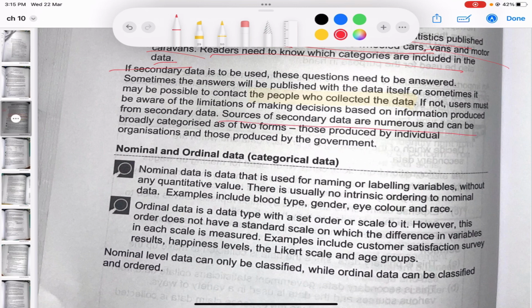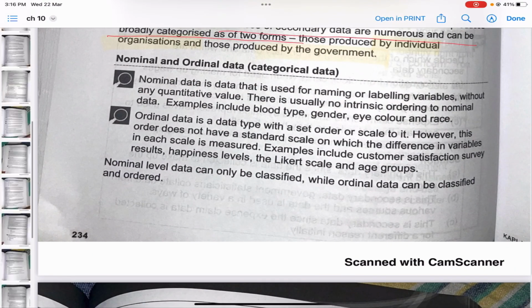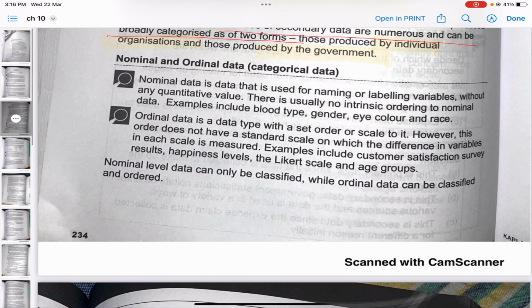Sources of secondary data are numerous and can be broadly categorized into two forms. The two broad categories of secondary data are those produced by individual organizations and those produced by government. So either the individual organizations have published the data, or else the government has published the data. These are the two broadly categorized sources of secondary data. Take a moment to revise this and then we'll move on.